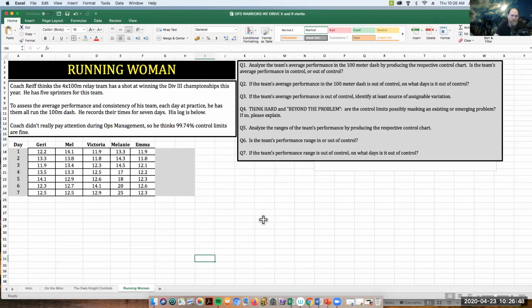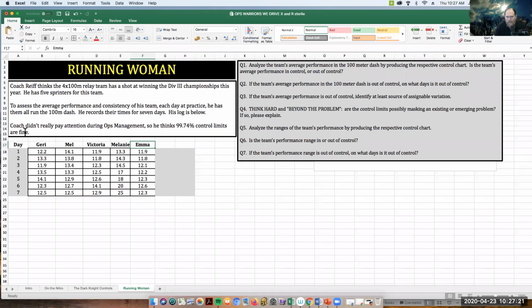So Coach Reif thinks that the 4x100 relay team has a shot at winning the Division III championship this year. He has 5 sprinters on the team. To assess the average performance and consistency of his team, each day at practice, he has them all run the 100-meter dash. And then he records their time for 7 days. So his log is below. And here's the 5 girls on the team: Jerry, Mel, Victoria, Melanie, and Emma.